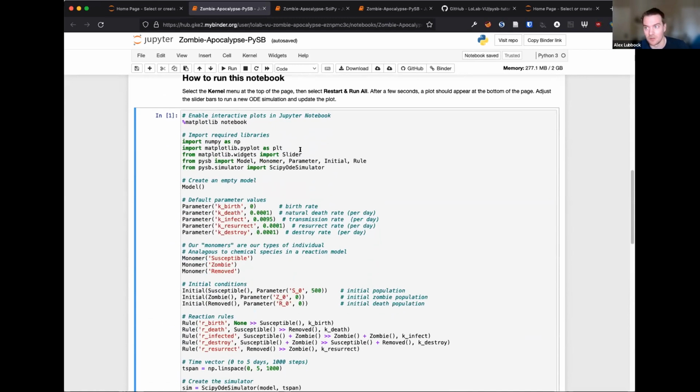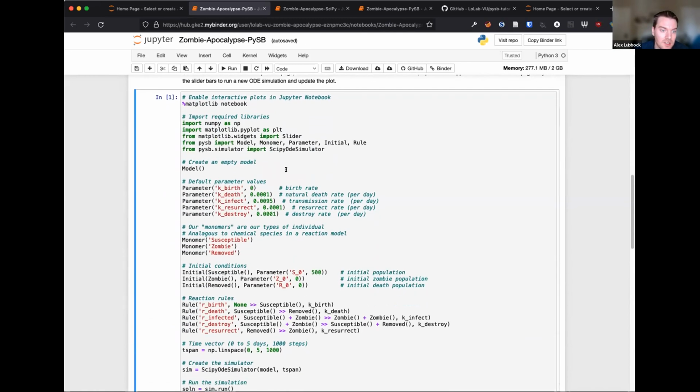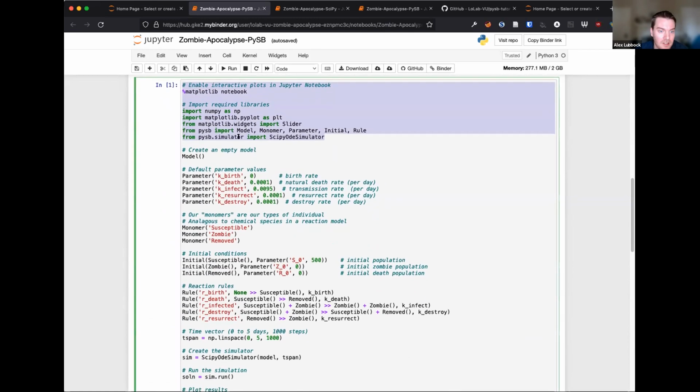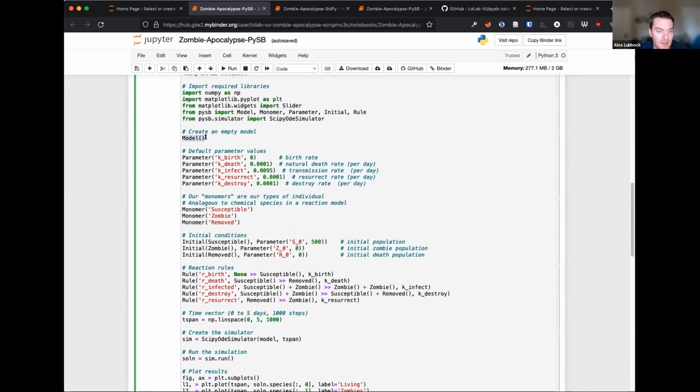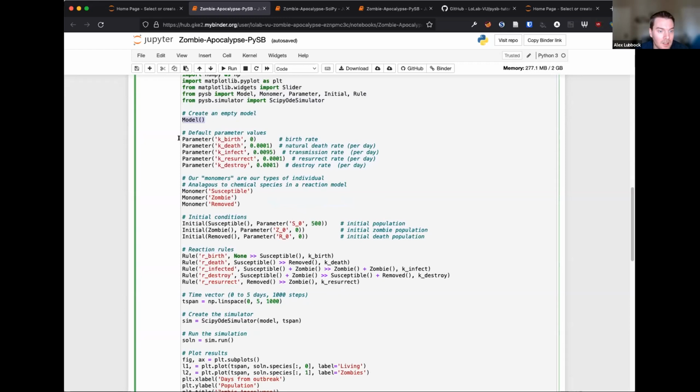So I'll just quickly talk through this, and you can see how this works. So this is all pretty much boilerplate at the top. This is importing the various Python libraries that we can use. So you don't need to know too much about that in detail. You can just paste that at the top. This model command creates the empty model, and then we input the various parameter values.